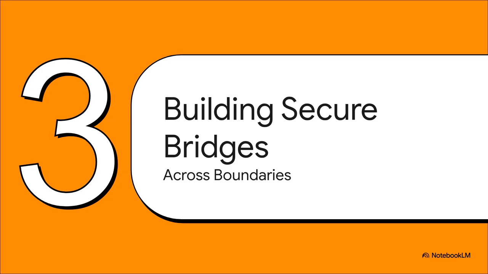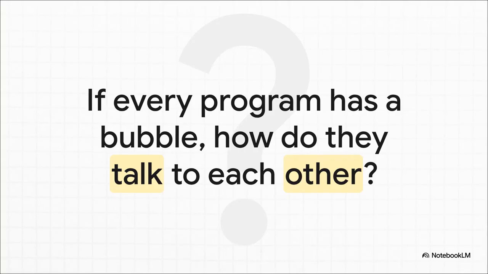Okay, so we've established that everything is locked down tight in its own private bubble for security. But this brings up a new and really important question. What happens when these programs actually need to work together? Right? I mean, in any complex system, applications don't just exist in a vacuum. They have to share data, they have to collaborate. So if every single program is in its own little protective fortress, how do they communicate without completely wrecking the very security that makes the system so strong in the first place?